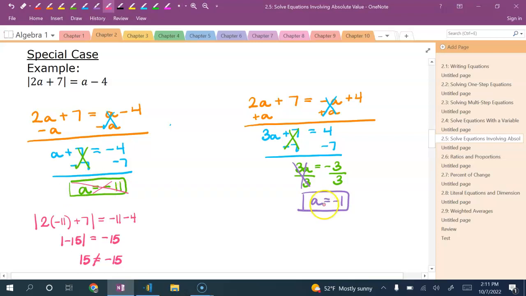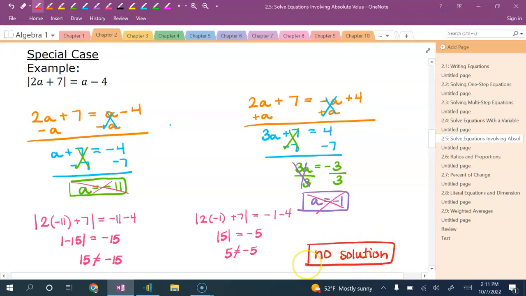Now something similar happens with negative 1. When I plug that in, 2 times negative 1 plus 7 equals negative 1 minus 4. I get the absolute value here of 5 equals negative 5. And I'm left with another not true sentence. So I also have to throw out the negative 1. So in this case, there is no solution for this problem because when I went back and checked my work, neither of them actually followed through and balanced out the equation on both sides.